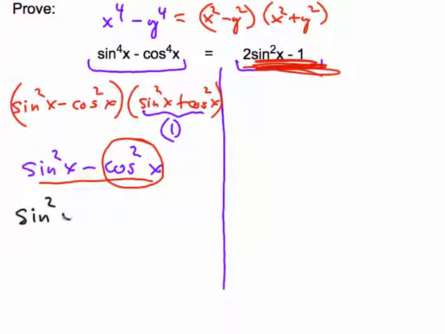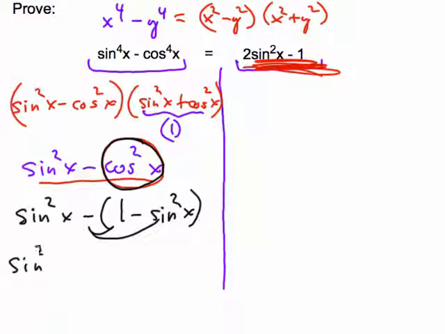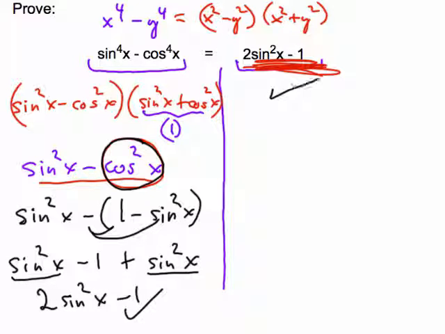So I'm going to take my core Pythagorean identity, sine squared plus cosine squared is 1 again, and I know that cosine squared is equivalent to 1 minus sine squared. I'm going to do that replacement, because that's a known identity. I can then distribute my signs. And sine squared plus sine squared is 2 sine squared, which is identical to the other side. And so I have proven the identity.